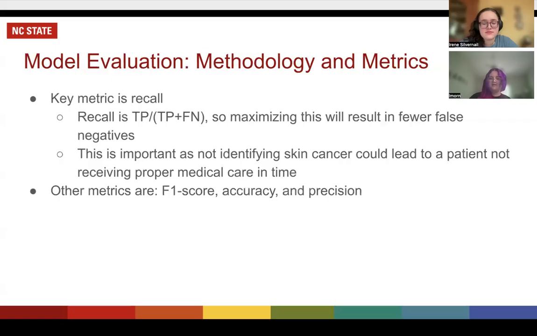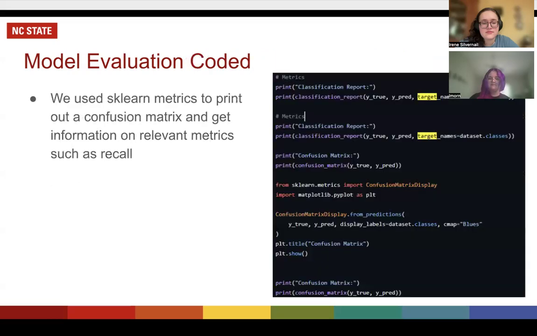For model evaluation, methodology, and metrics, the key metric is recall, which is true positive over true positive plus false negative. So maximizing this will result in fewer false negatives. This is important as not identifying skin cancer could lead to a patient not receiving proper medical care in time. Other metrics include F1 score, accuracy, and precision. We coded it using sklearn's metrics in order to print out a confusion matrix and get information on the relevant metrics such as recall.